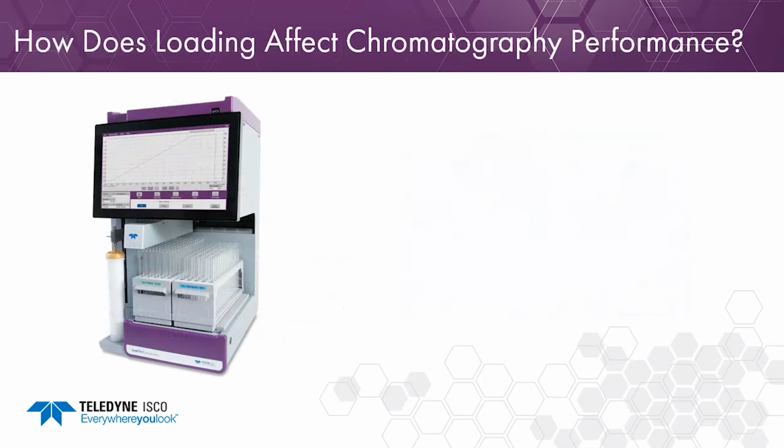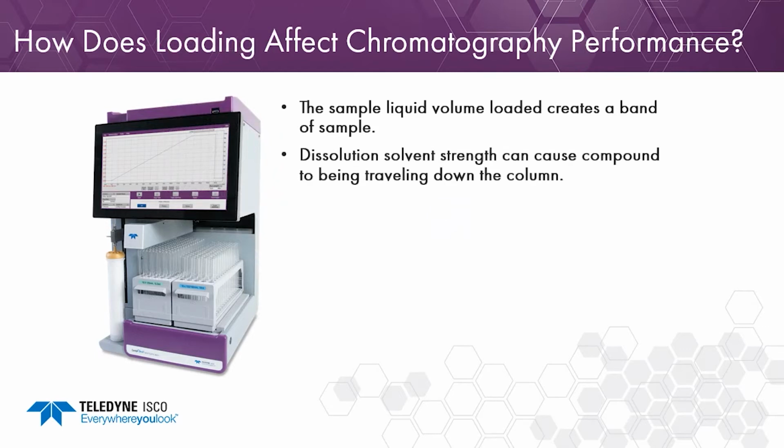So how does loading affect your chromatography performance? The sample liquid volume loaded creates a band of sample, and this loading band is kind of the minimal peak dispersion, and it's inherent to the separation. The dissolution strength can cause the compound to begin traveling down the column.